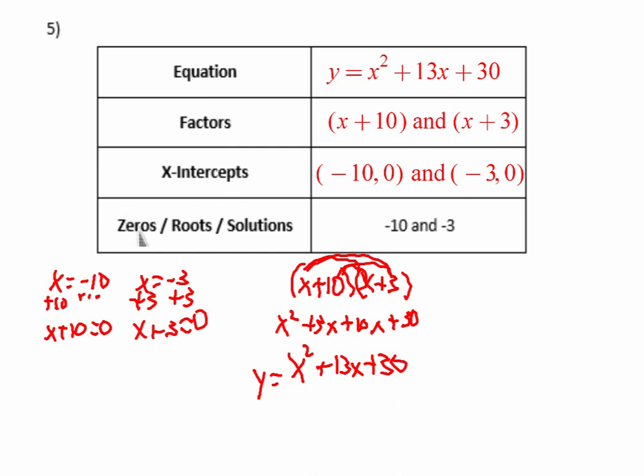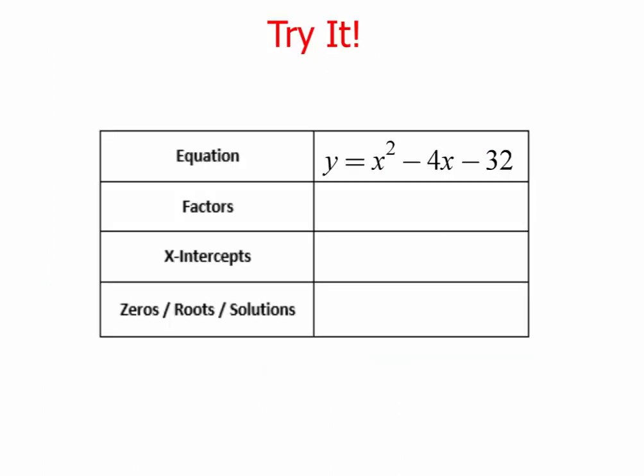So if you get the zeros, roots, or solution first, then you can get the x-intercepts, the factors, and the equation. So hopefully after watching this video, you understand how these are related and how to go from one of these things to the others. So your try it problem is to take this equation and tell me the factors, x-intercepts, and the zeros.